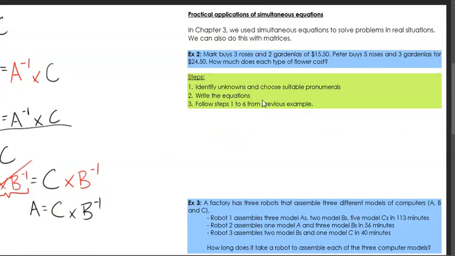Alright, let's look at the practical applications of simultaneous equations. Two more examples and then we're out of the woods with the lessons, or videos anyways. So, Mark buys 3 roses and 2 gardenias for $15.50, and then Peter buys 5 roses and 3 gardenias for $24.50. How much does each type of flower cost?